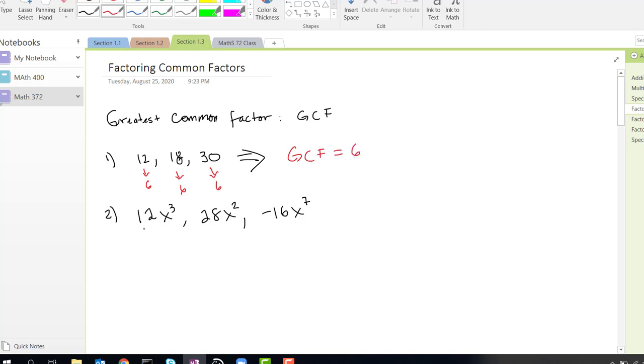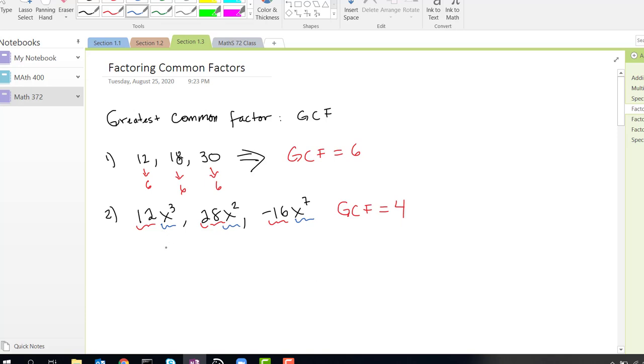For the second one, we want to look at the GCF of both the coefficients and the variable term. So for the coefficients 12, 28, and negative 16, what they have in common is a 4. So the GCF will be 4 for the coefficients, and then x cubed, x squared, and x to the 7th. The greatest common factor, right?